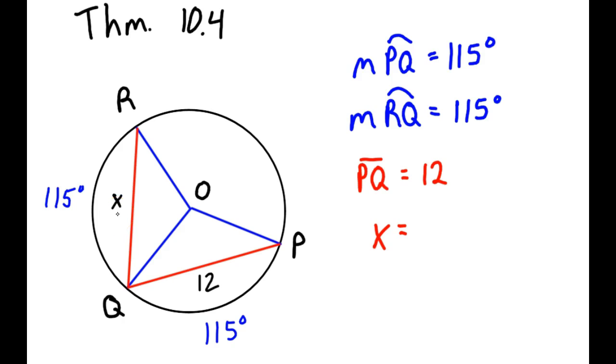So what this theorem tells us is if we have two minor arcs that are the same measure, then the chords that intercept those arcs must be congruent. So we know the measure of arc PQ is 115 degrees, the measure of arc RQ is 115 degrees. Since those are congruent, if we know the length of chord PQ is 12 units, then the length of X must also be 12 units.